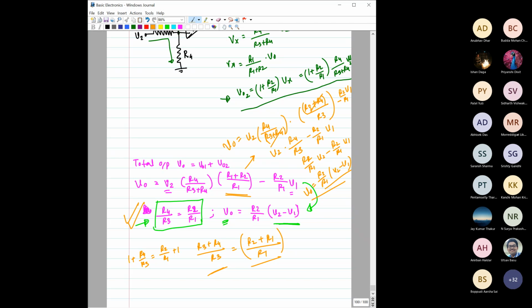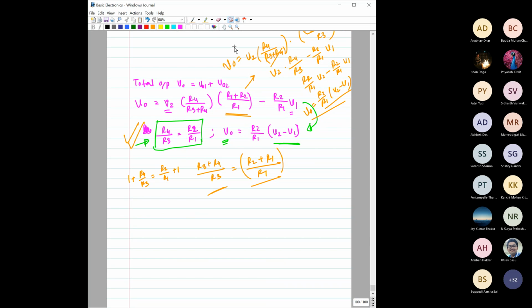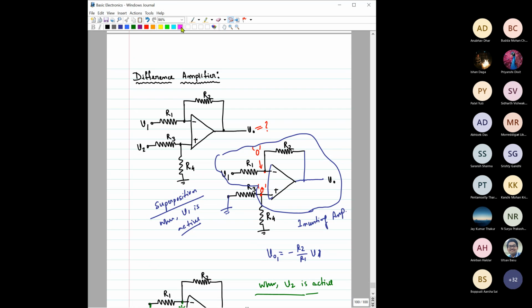This difference amplifier also, I think one more thing here is important. If someone asks what would be the input resistance? Now we have applied voltage to both the terminals V1 and V2. So input resistance means if you look from both sides, then what would be the input resistance for this difference amplifier?